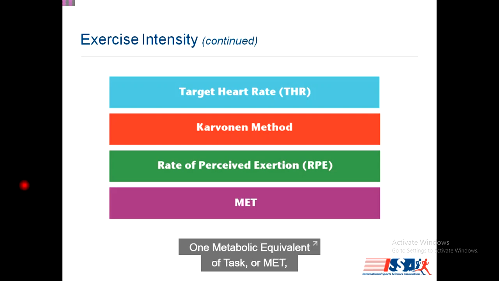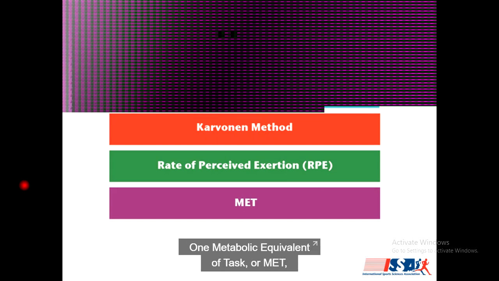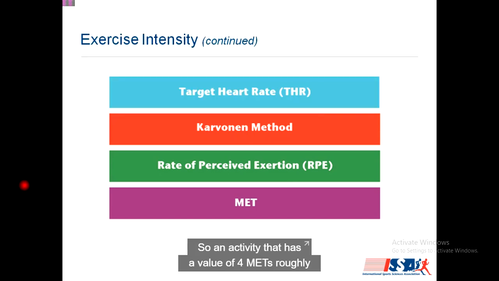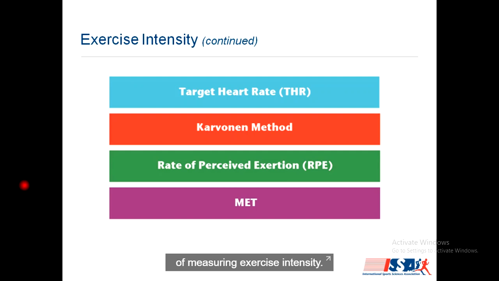One metabolic equivalent of task, or MET, is equal to the amount of oxygen your body uses at rest. So, an activity that has a value of 4 METs roughly uses 4 times the amount of oxygen. METs are general values, and as we know, different activities require a different amount of work for different people. Therefore, target heart rate and perceived exertion are more reliable and individualized methods of measuring exercise intensity.